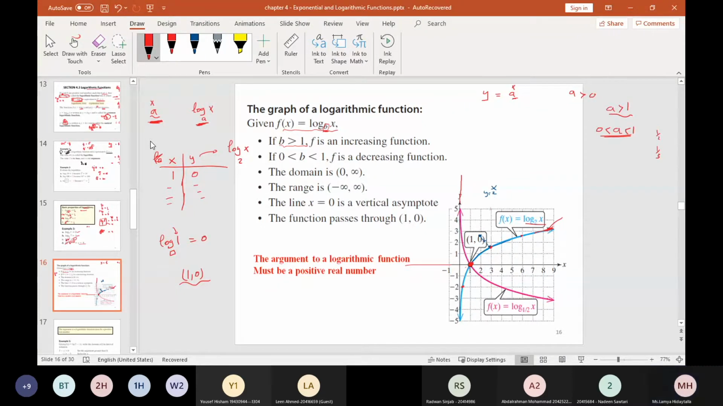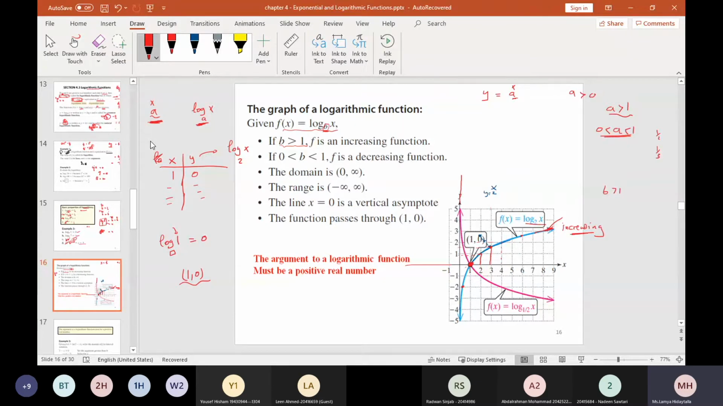What kind of function is it? As x increases, what is happening to the y? It is increasing, right? X increases, y increases. So this curve is an increasing function. So in the case where the base is a number greater than 1, the function is an increasing function passing through the point (1, 0).